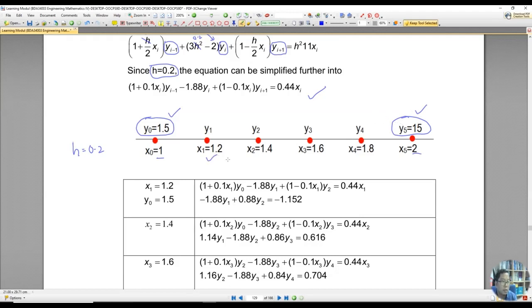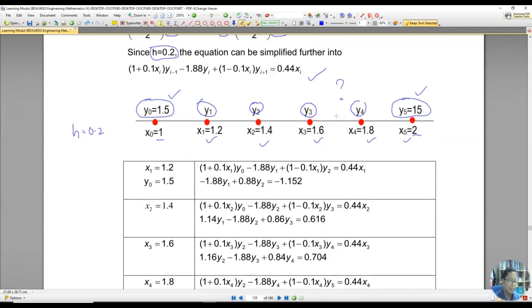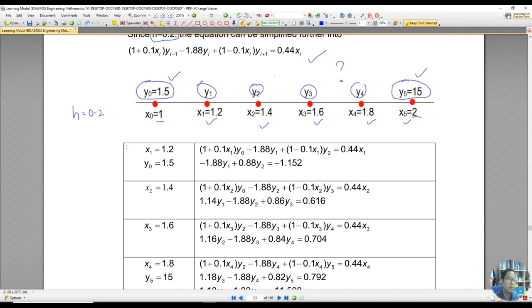Okay, x, all this number we know. The rest we don't know is what is the y1, y2, y3 and y4. We don't know. So how are we going to know? Okay, how are we going to know? Then we have to develop some table here.